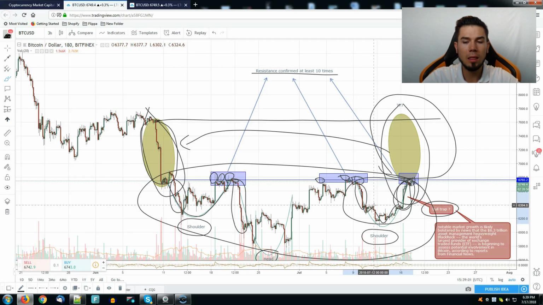The reason why we had that upswing is because there was some news coming out. Notable market growth is likely bolstered by news that the $6.3 trillion asset management heavyweight BlackRock, the world's largest provider of exchange-traded funds (ETFs), is beginning to assess potential involvement in Bitcoin, according to reports from Financial News.